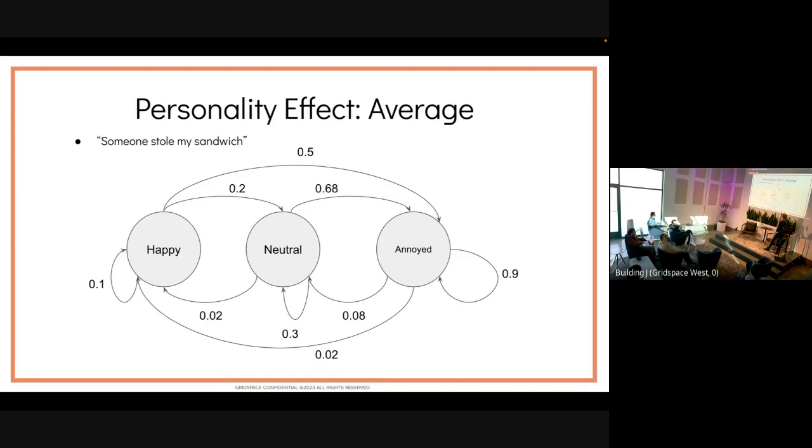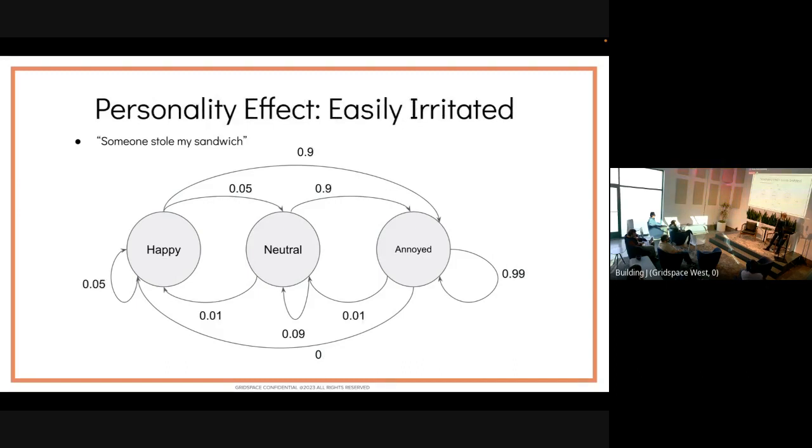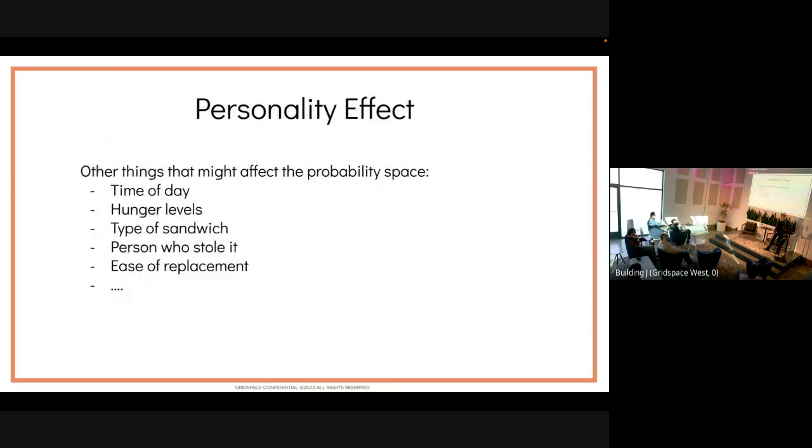And then we can think of the personality effect as being different probabilities of this. So this might be a very average one, but let's say you're an easily irritated person. You might have even more emphasis on the annoyance. So this is one idea that human personality affects how you're going to take an input and how you're going to transition emotion. And so if we're thinking about how we want to model emotion, we probably also want to take this into account. Other things might affect it too. I don't know, if it was a peanut butter jelly sandwich, you might be more annoyed.